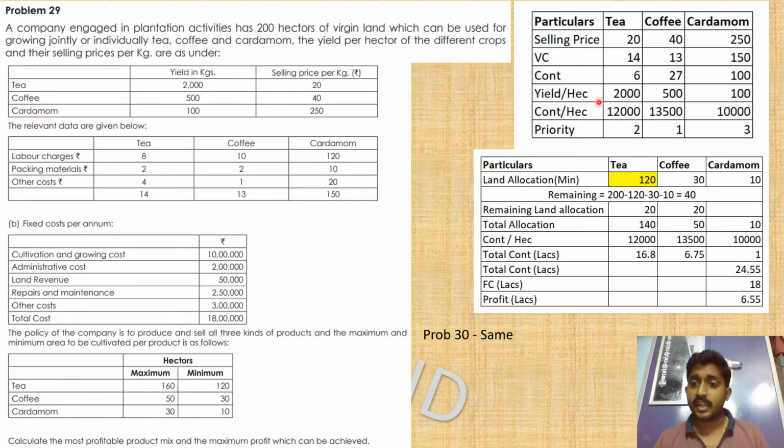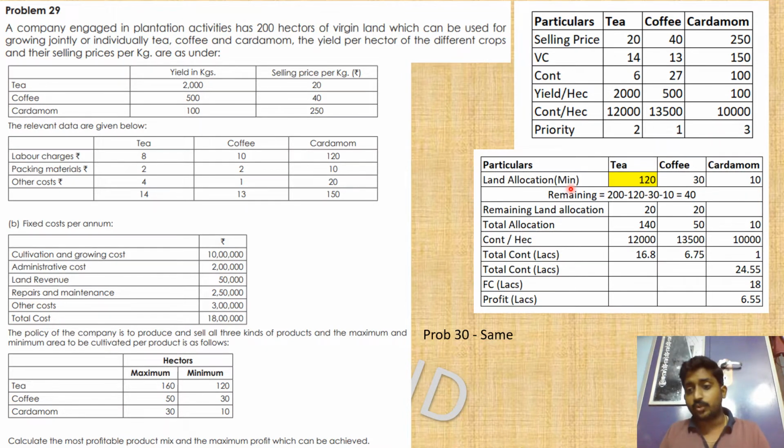In 1 hectare, coffee can make 13,500 rupees contribution. That is the highest, so that will be priority 1. Priority 2 is tea and priority 3 is cardamom. Okay, so now we are going to do the land allocation.